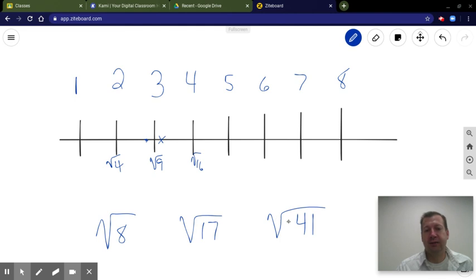I'm going to jump to this last one right here, the square root of 41. Well, that's not really right next to any perfect squares. It's between 6 squared, which is 36, so the square root of 36, and then 7 squared is 49. So the square root of 49 goes right here.